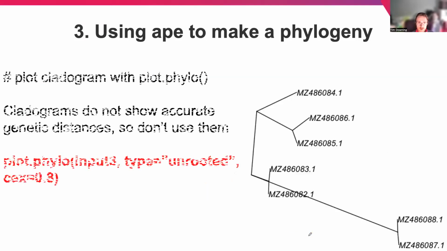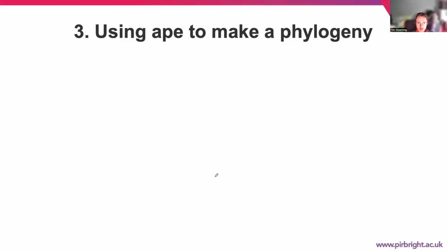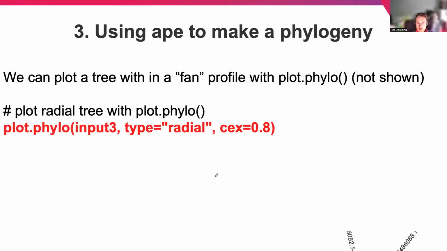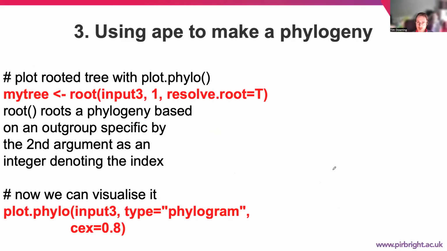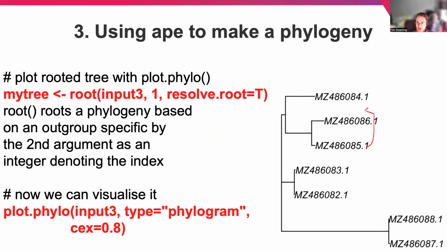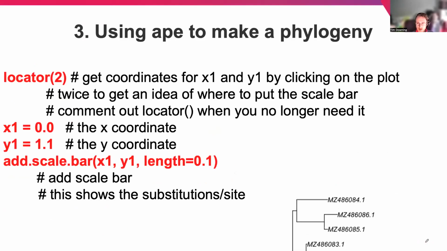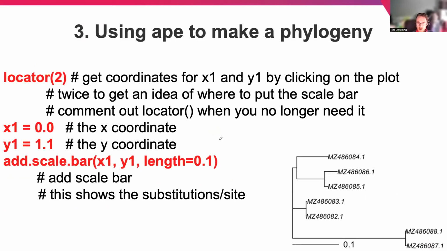We can create unrooted trees as well. This is a cladogram, which is not ideal. We can create a radial type tree as well, which you see here again. That doesn't work for this particular sample because there's too few of them. So probably the best option is a phylogram like that. So again, we see 5 and 6 together with 4 somewhat related, 2 and 3 together, and 7 and 8 together. And then we use the locator function to add on a scale bar like the one shown here.